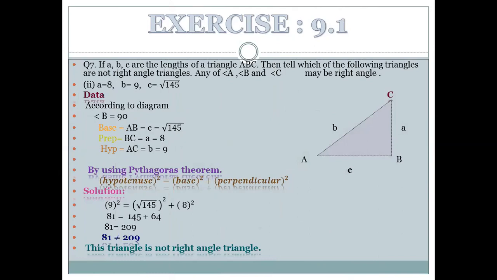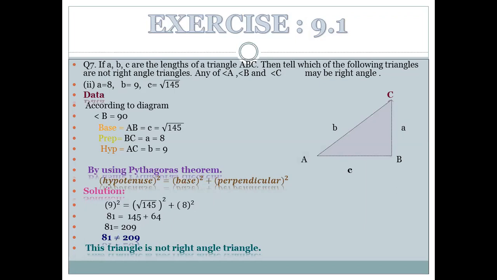Question number 6 is your homework. For this, you will read the statement, draw the diagram, and see which element of the right angle triangle is unknown, either hypotenuse or base or perpendicular.